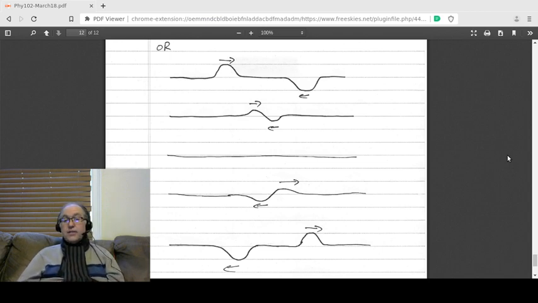Now the energy's still there. It's not like the wave is gone. It's just that the displacement is 0, but there's still a velocity associated with that string at that point. Then they start to come apart, and eventually the trough continues in the direction that the trough was traveling, and the crest continues in the direction that the crest was traveling. This is known as superposition, and this is a simple little illustration of it.